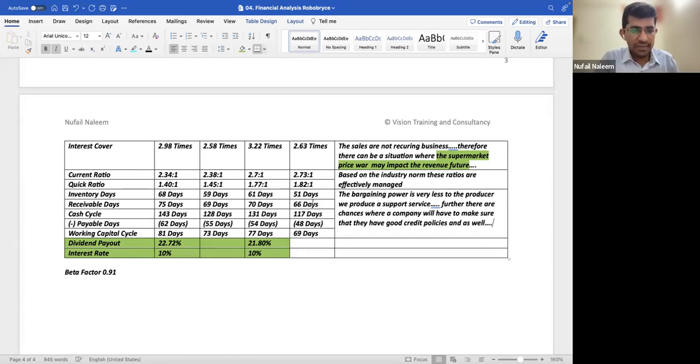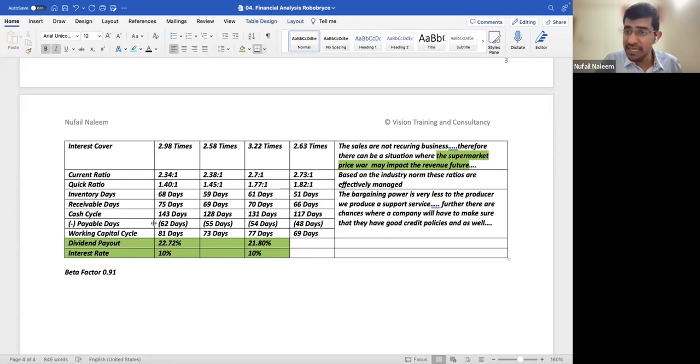Because technically speaking, I'll just explain this. Your inventory is 68 days. Your warehouse, your robots will be staying for 68 days. Then you will be giving it to your customers or clients, and then they will pay you money in 75 days. So totally for 143 days, you have to be patient to collect the investment funds or the working capital fund you invested for your day-to-day operations.